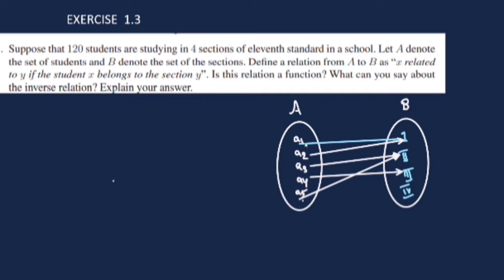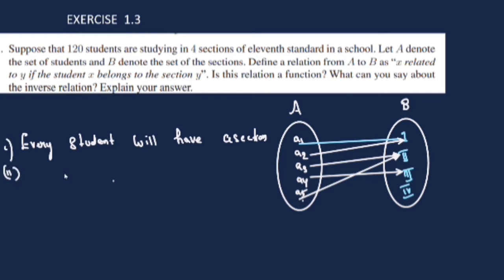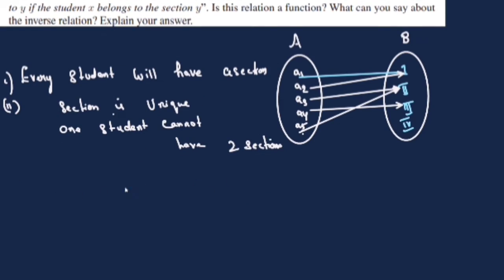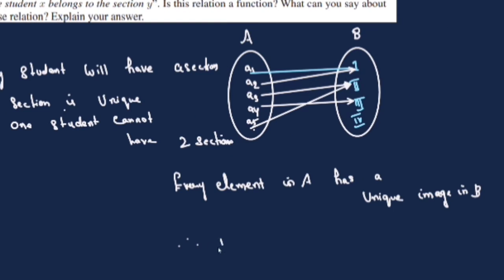Second condition, one element should not have 2 images. That means one child cannot have 2 sections. So it is also not possible. So here this is a function. Every student will have a section. Second condition of the function is that the section is unique. One student cannot have 2 sections. That means every element has an image and it is unique. So it is a function. Every element in A has a unique image in B. Therefore it is a function.